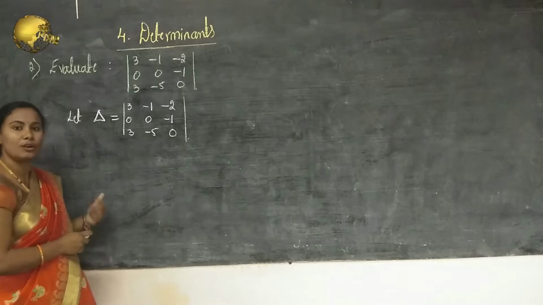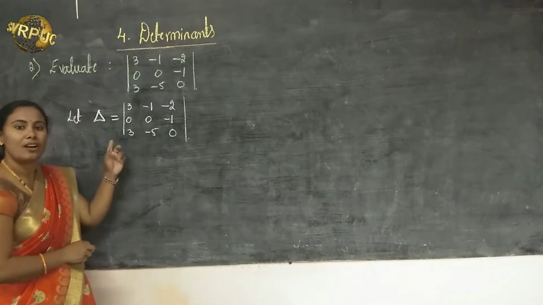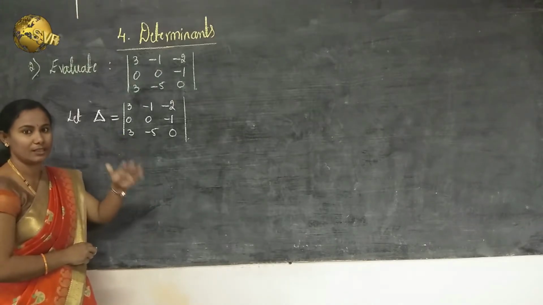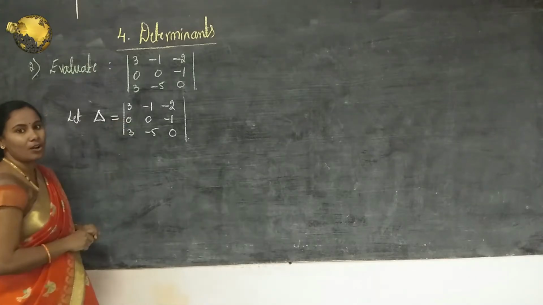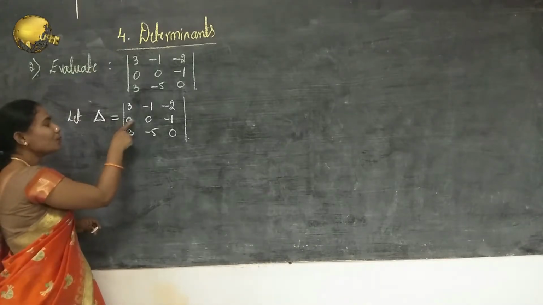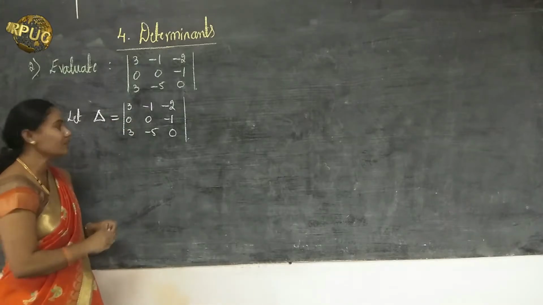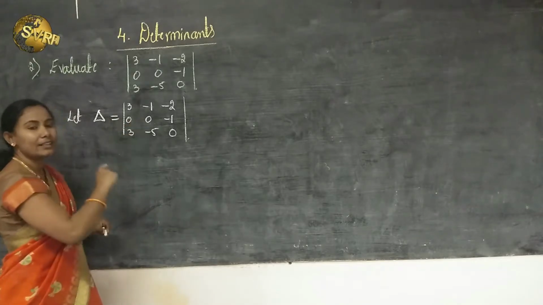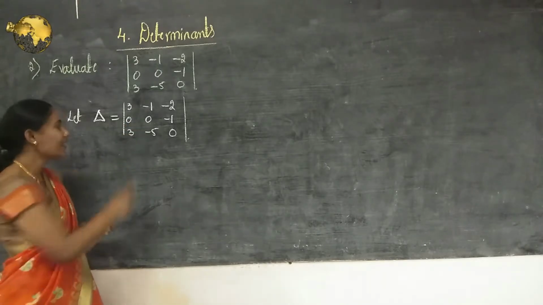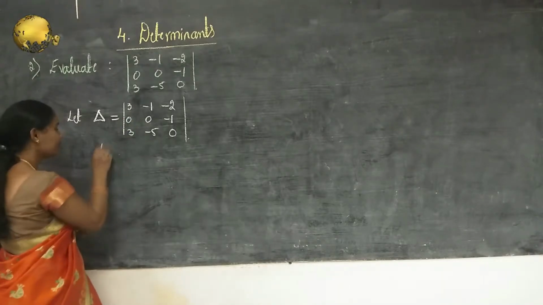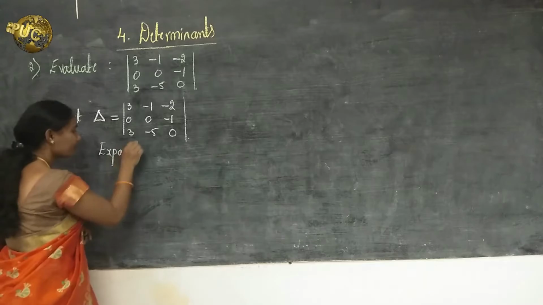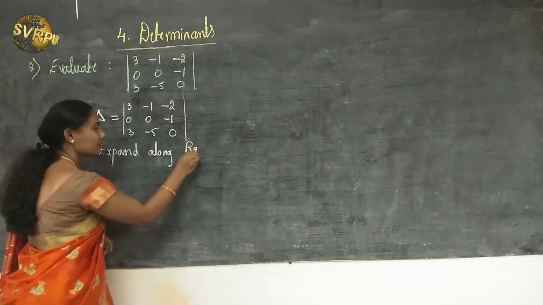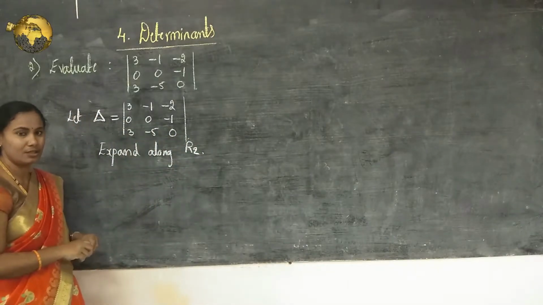As I told earlier, we can expand this along any row or any column. That means first row, second row, third row, or first column, second column, third column. Here I will expand along second row. Why? Because more zeros are there in the second row. If we expand along second row, we will get our calculations easier. So that's why I will expand along second row. Expand along R2. Okay. It makes our calculations easier.